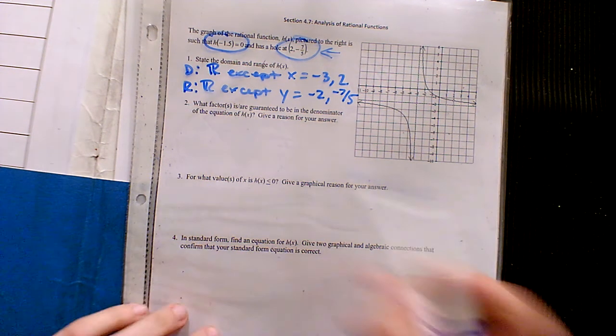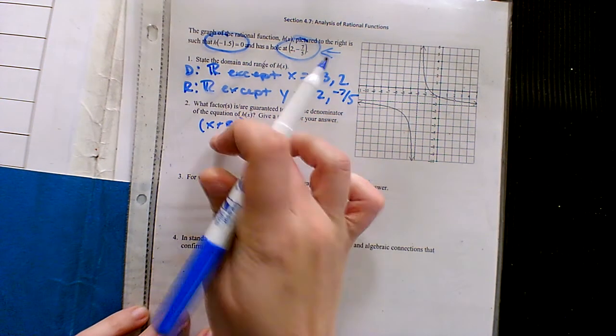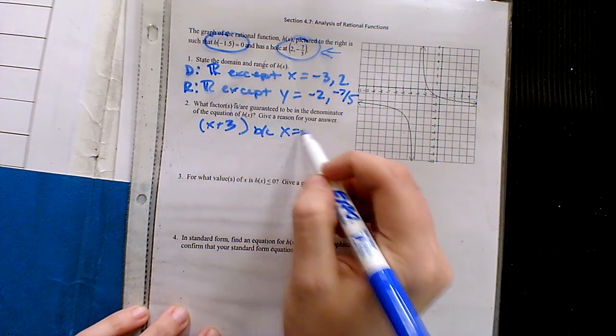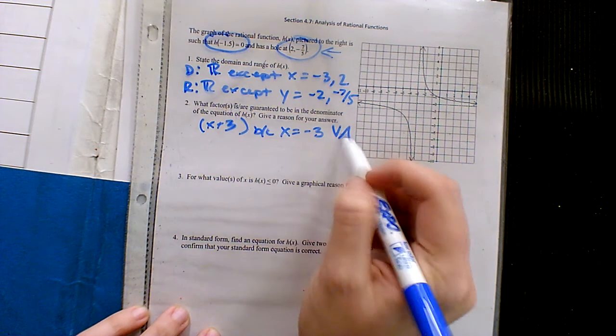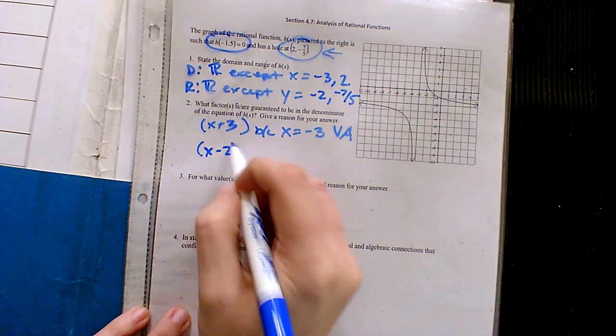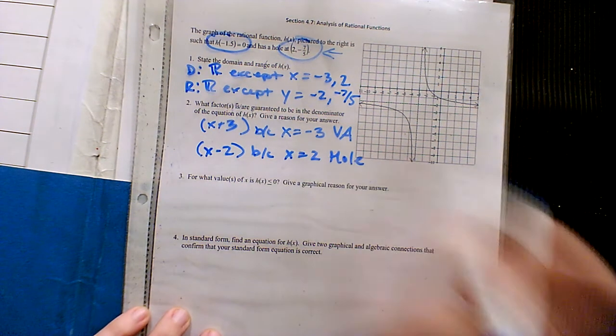What do you think, Elsie? And? Okay, because x equals -3 is a vertical asymptote. Is there another one? X minus 2, because x equals 2 is a hole. Looks good.